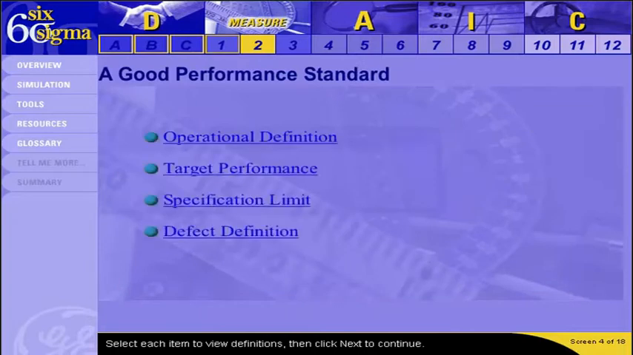A good performance standard includes an operational definition of the process, a target performance, specification limits, and a defect definition. Click on each term to view its definition, then click Next, and I'll show you an example.